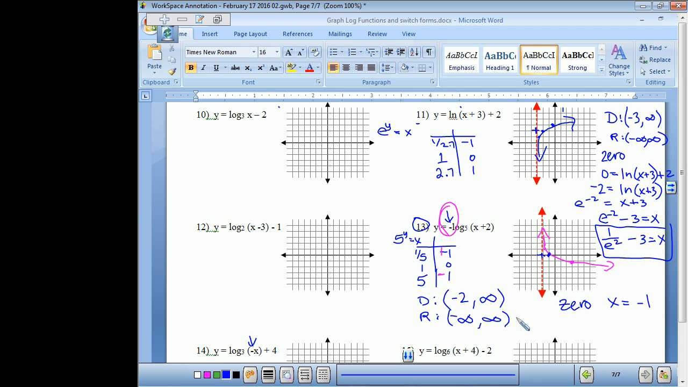Now, the calendar actually says there's also bookwork. I've decided to eliminate that part of the assignment for tonight, just the worksheet.